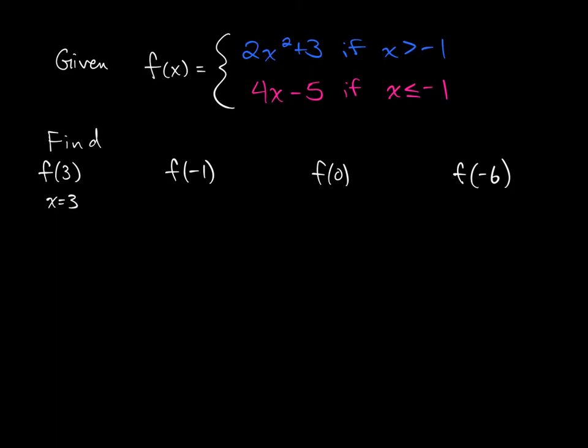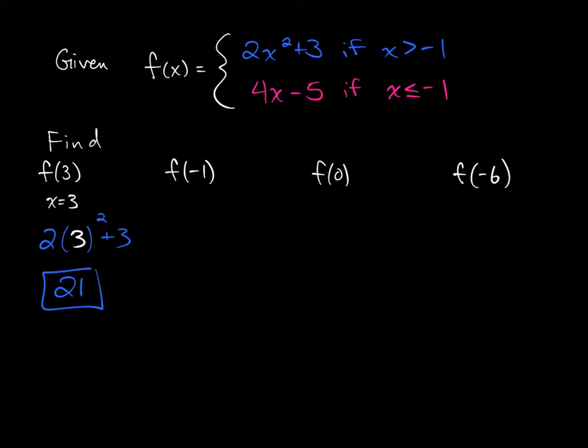So, let me get my pen here. We will have 2 times our input squared plus 3. And the input here is, in fact, 3. So we can now start simplifying this down. We can say that 3 squared is 9. 9 times 2 is 18. 18 plus 3 gives you a final answer of 21.